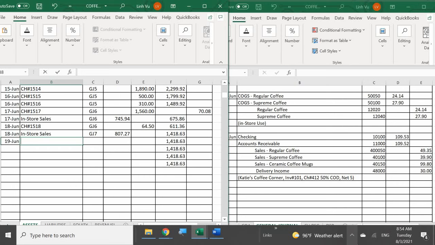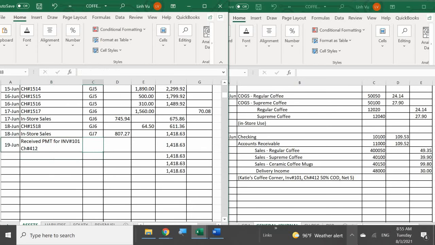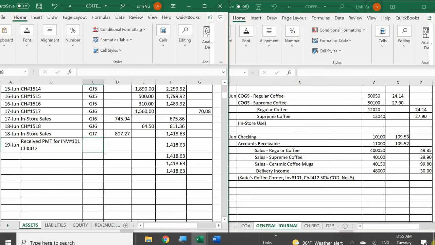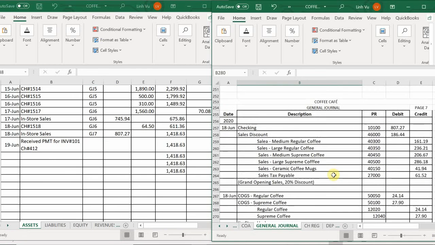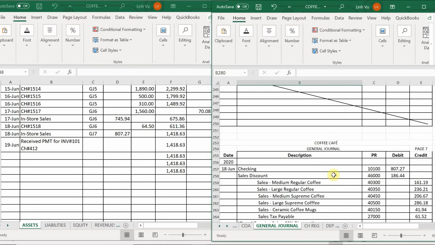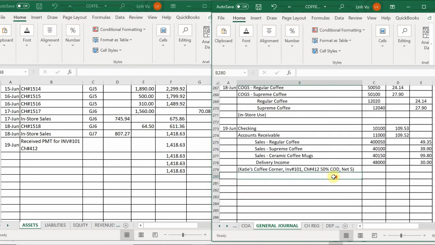I mean, it could be anything that you want to put, because this is where it's whatever note that makes it easier for you to remember what happened here. I mean, I would have put receive payment for invoice number 101, check number 412. We are in General Journal number 7.